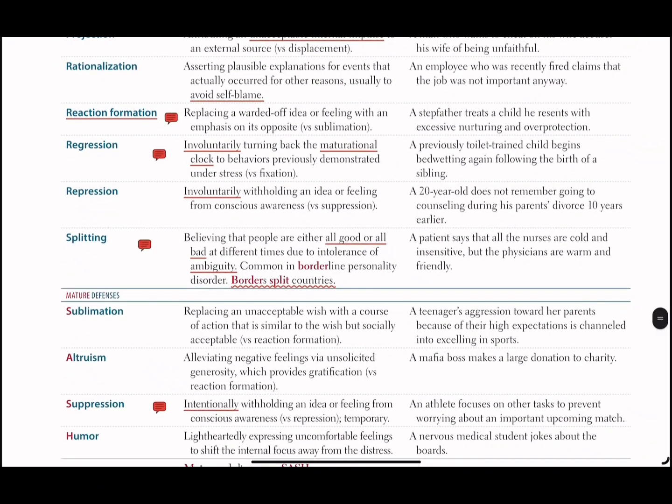Okay, splitting: believing that people are all either good or bad at different times, due to intolerance of ambiguity. Common in borderline personality disorder. A patient says that the nurses are cold and insensitive, but the physicians are warm and friendly. Oh wow, this is an example of racist people. For example, someone was treated badly by a Mexican or something, so he starts saying that all Mexicans are bad. So splitting is like it's all good or bad.